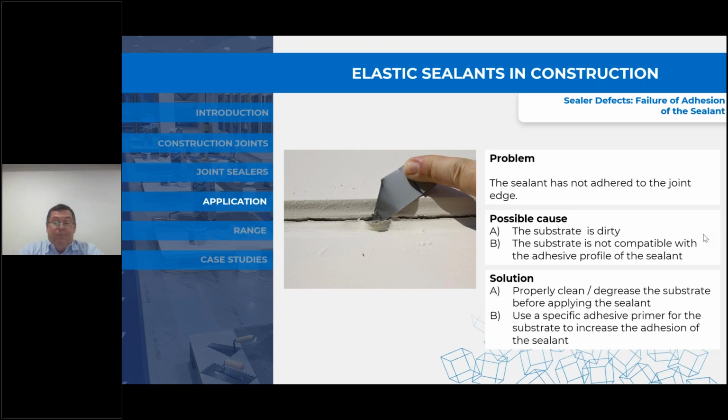I see this a lot with joint sealants where a panel may be painted before the joint sealant goes in, and the joint sealant goes in onto an acrylic paint that's been out in the weather for a little while, and of course it doesn't bond because it's not a structural surface or a structural substrate to bond to. So the solution there is to properly clean, make sure you degrease, remove any curing compounds, waxes, or oils and things like that, and also to use a specific adhesive primer for the substrate to increase the adhesion and the longevity of the adhesion of the sealant in the joint.